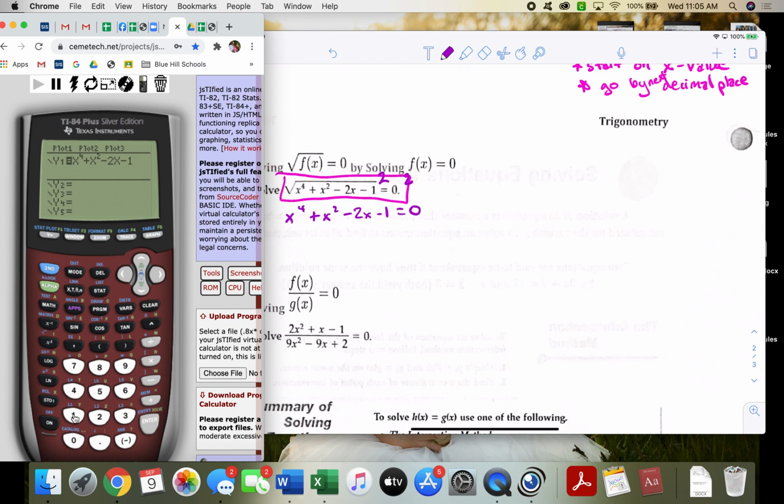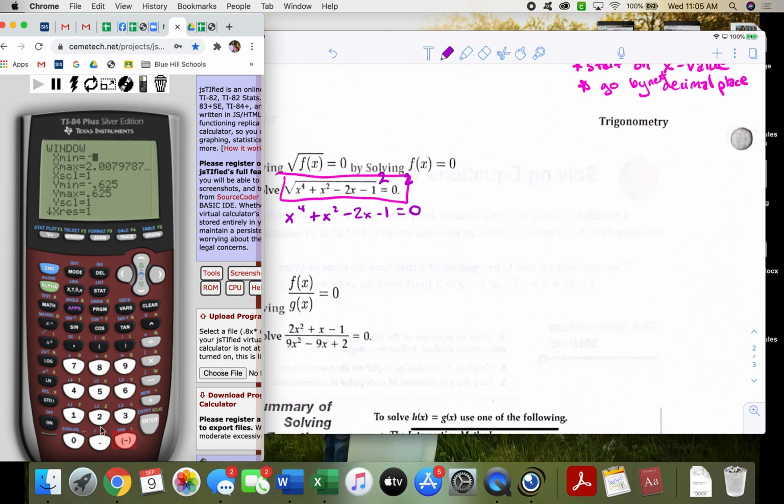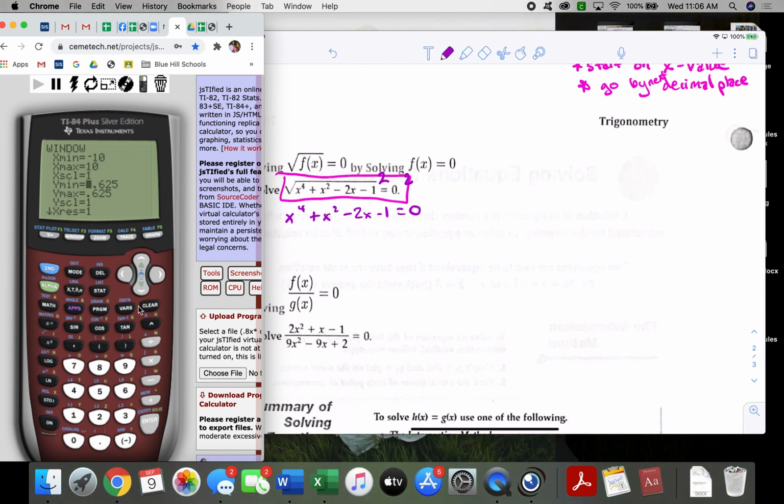Is my window still set to negative 10 to 10? Is yours? No, because we zoomed in. Darn it. Okay, so after you type him in, go ahead and reset your window to negative 10 to 10. It's just kind of nice to start with a negative 10 to 10 window, just so that you can see everything.